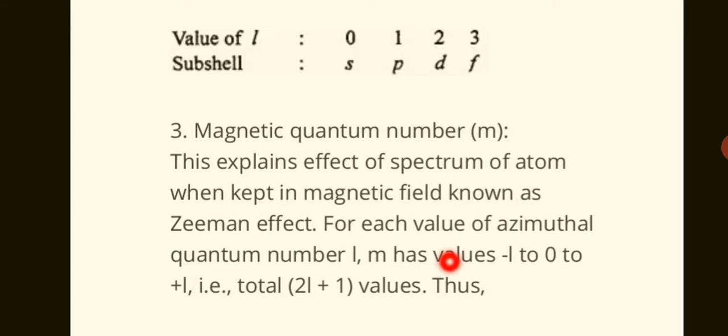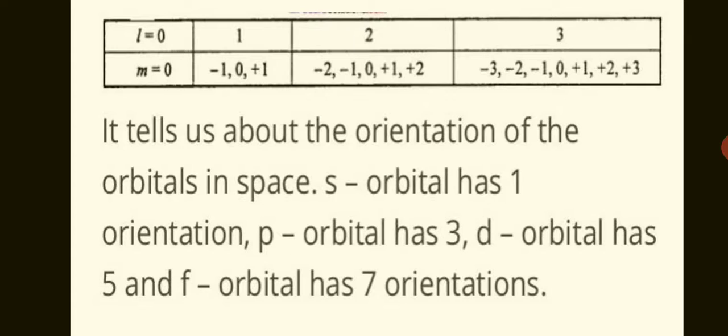Suppose if l is equal to 0, then m is equal to 0, and if l is equal to 1, then m has 3 values: minus 1, 0 and plus 1. And if l is equal to 2, then m has 5 values: minus 2, minus 1, 0, plus 1, plus 2. Now if l is equal to 3, then m is equal to minus 3, minus 2, minus 1, 0, plus 1, plus 2, plus 3.